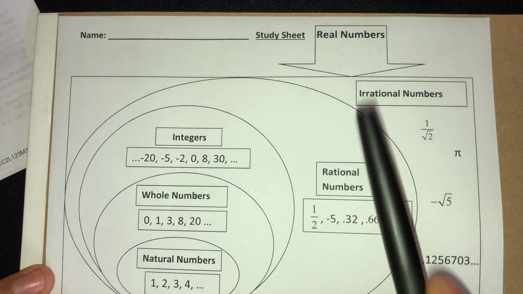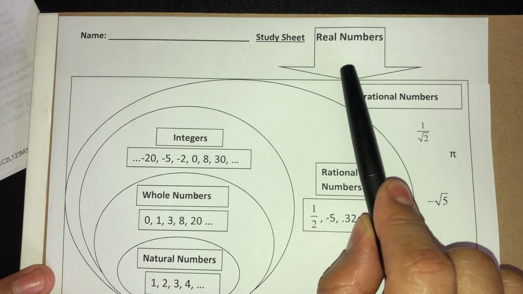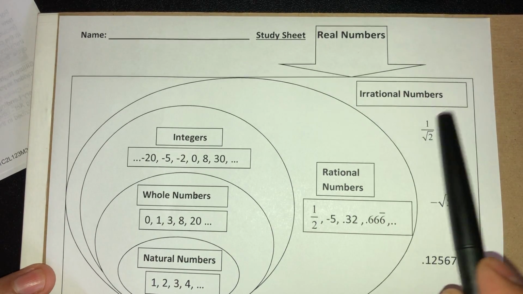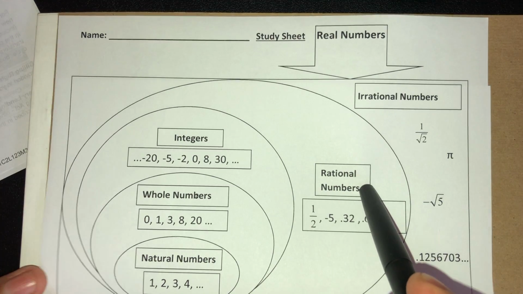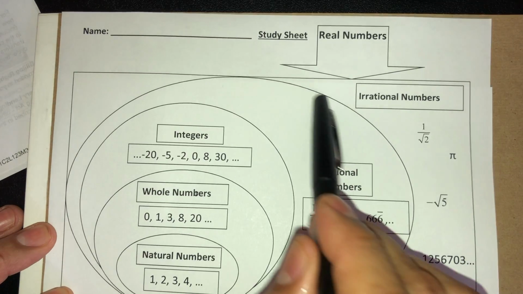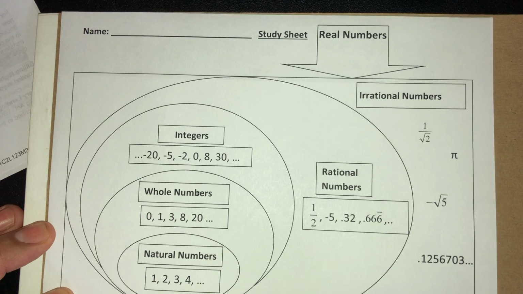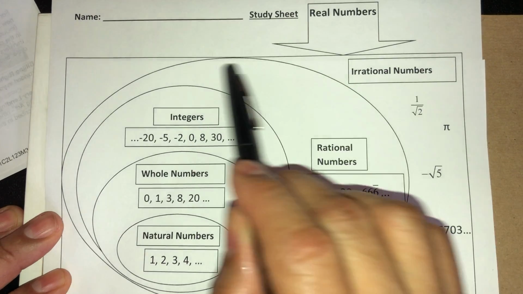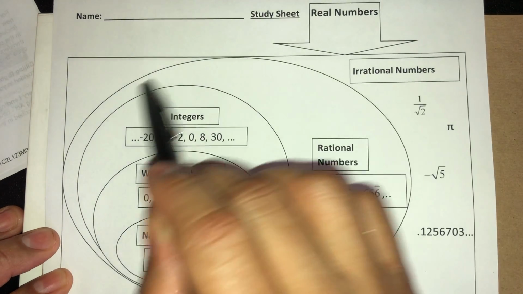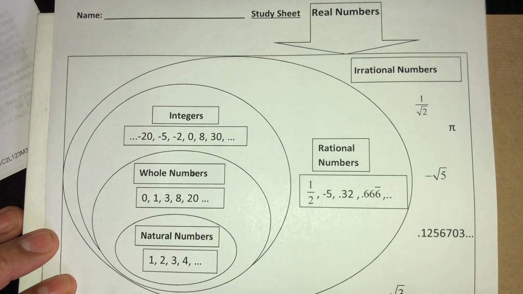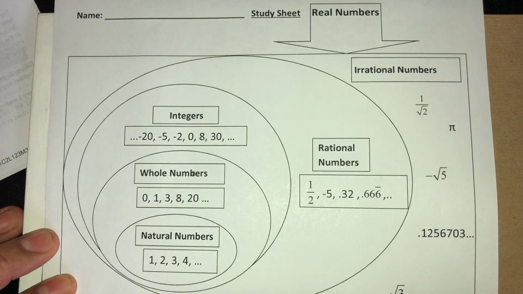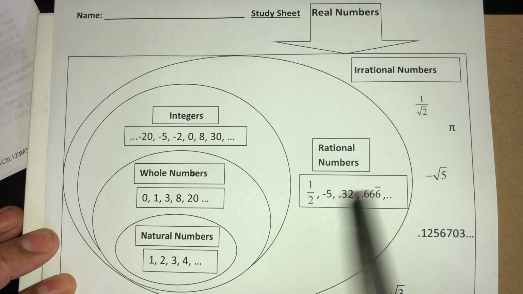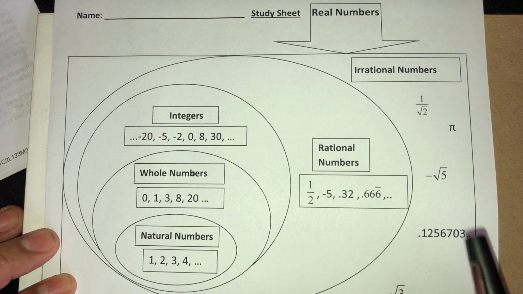Now, the real numbers are divided into big groups. We have irrational numbers and we have rational numbers. You see this one? Rational numbers are all this big circle right here. Inside that group of rational numbers, we have integers, whole numbers, and natural numbers, and they are easy to work with.